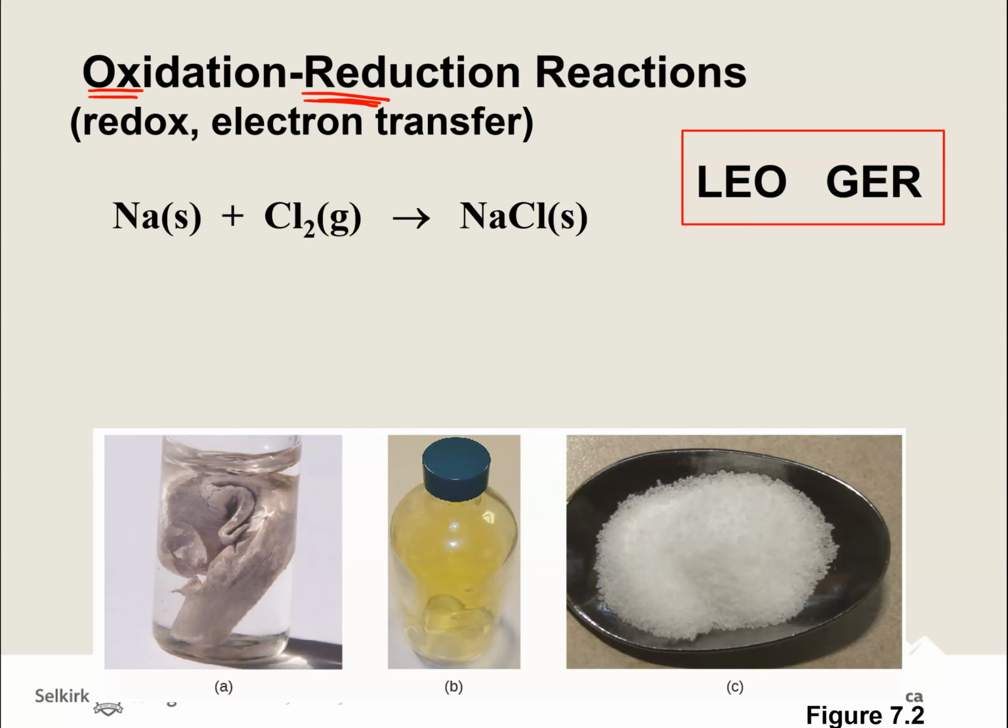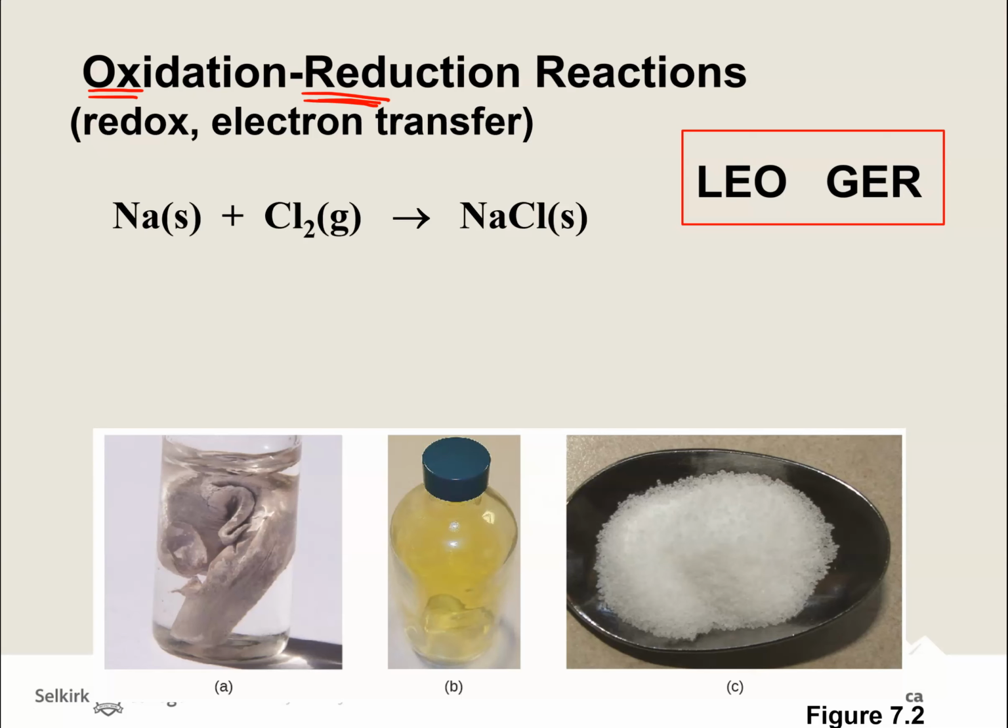That's a redox reaction. These are also called electron transfer reactions, and I like that name because it emphasizes the nature of the chemical change. Just like an acid-base reaction is a proton transfer reaction, these redox reactions are going to be electron transfer reactions. We're going to see the electron going from one thing to another.